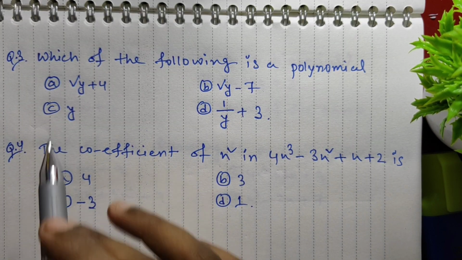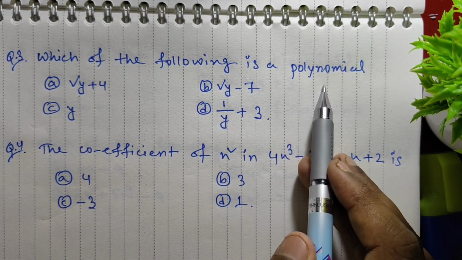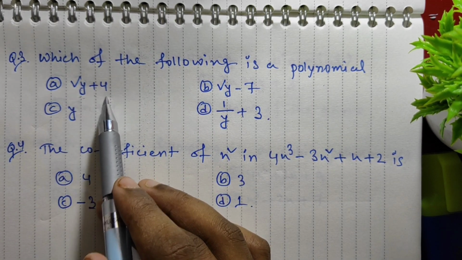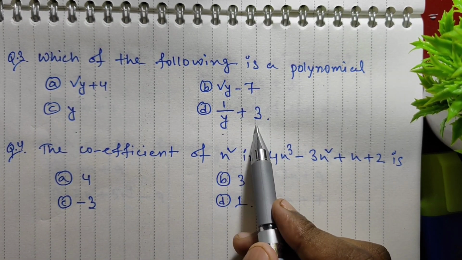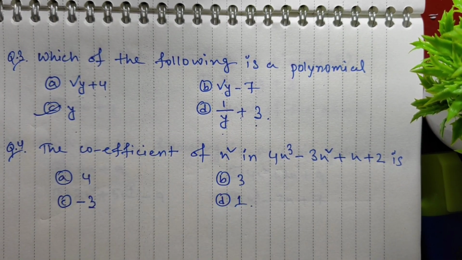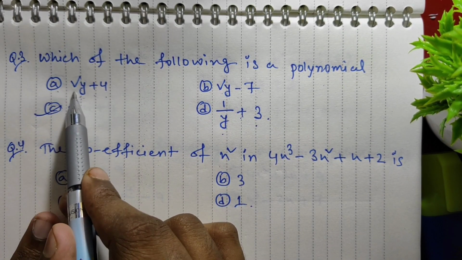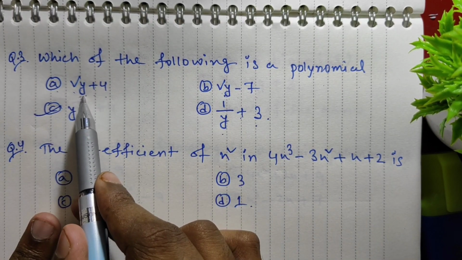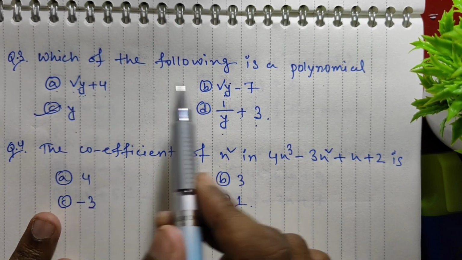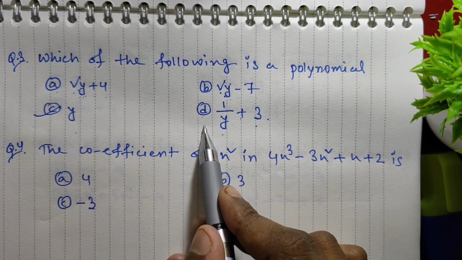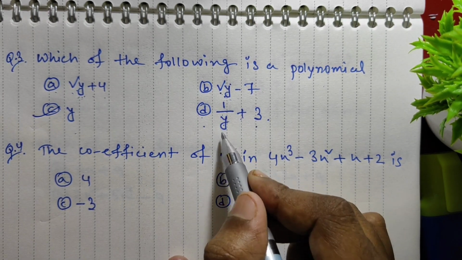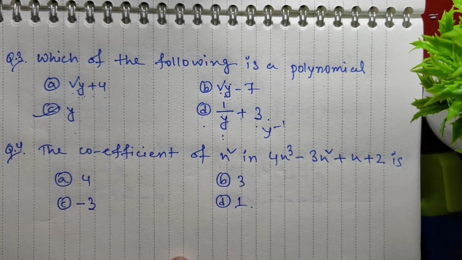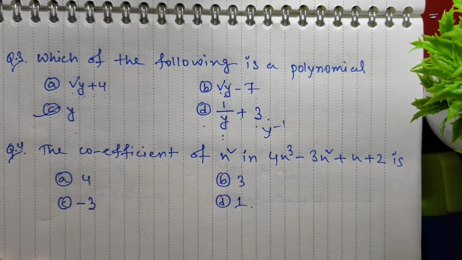Now question number 3. Which of the following is a polynomial? And the options are root y plus 4, root y minus 7, only y, 1 by y plus 3. And clearly the answer is C. Now let's see the reason behind it. For option A and option B, see the power of y is half due to the roots. And in option D, the power of y is minus 1 because y is in the denominator. So when y is down, it means y power is minus 1. So the answer is option C, y.